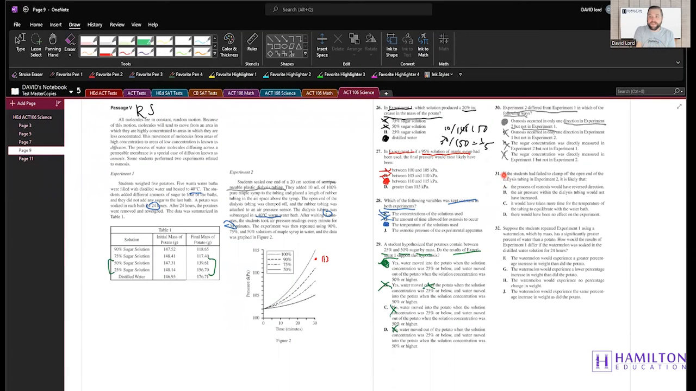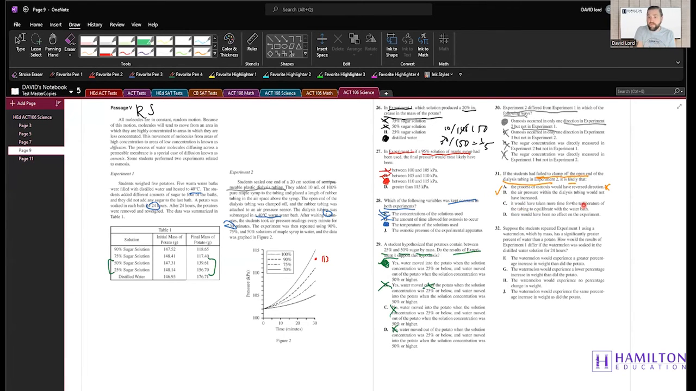Question number 31. If a student had failed to clamp off the open end of the dialysis tubing in experiment 2, it is likely that which of the following would have happened. The process of osmosis reverse direction, maybe, but that's usually based on concentration, not pressure, so probably not A. The air pressure within the dialysis tubing would not have increased. Well, if it's open to the air, then the pressure will just escape. The air pressure would just escape out of the open end. So that seems pretty likely.